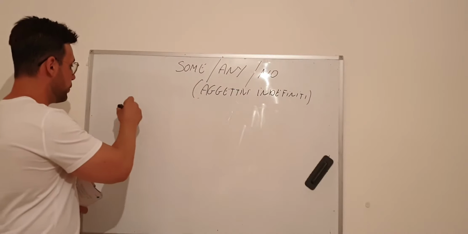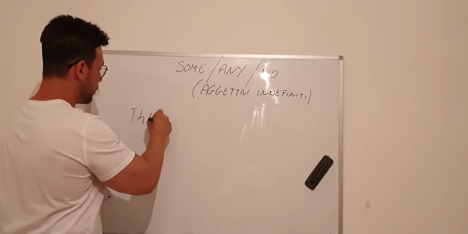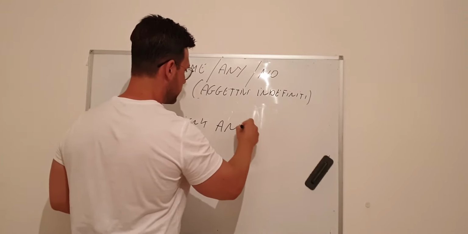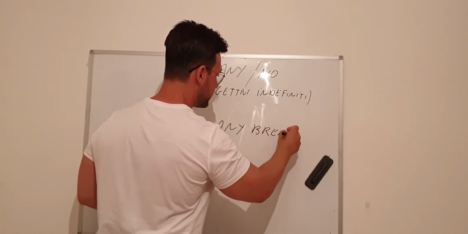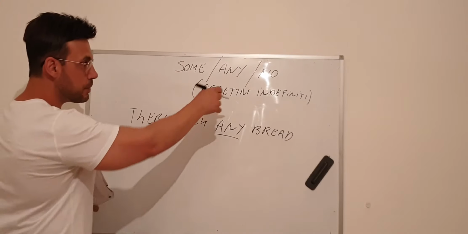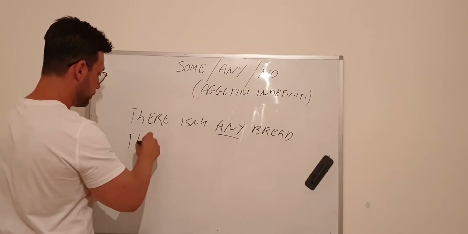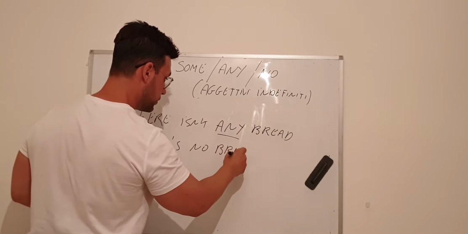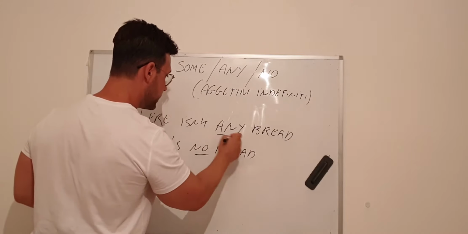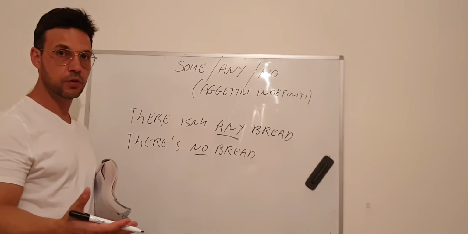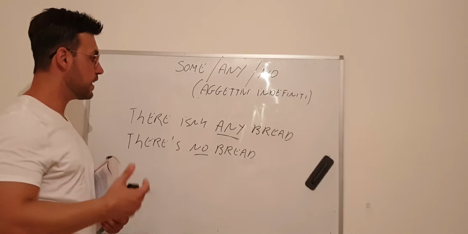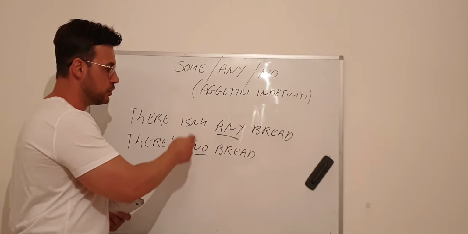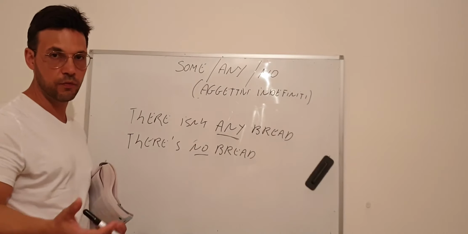If we use some in affirmatives, there's some bread, c'è del pane. But using no, it's like using any but in affirmatives. Quindi è come se usiamo il significato any, ma nella frase affermativa. If I say there isn't any bread, this is negative and we use any. With the same meaning, I can use no: there's no bread. Questi due hanno lo stesso significato. Non possiamo usare no in negative perché sennò sarebbe una doppia negazione e quindi non va bene.